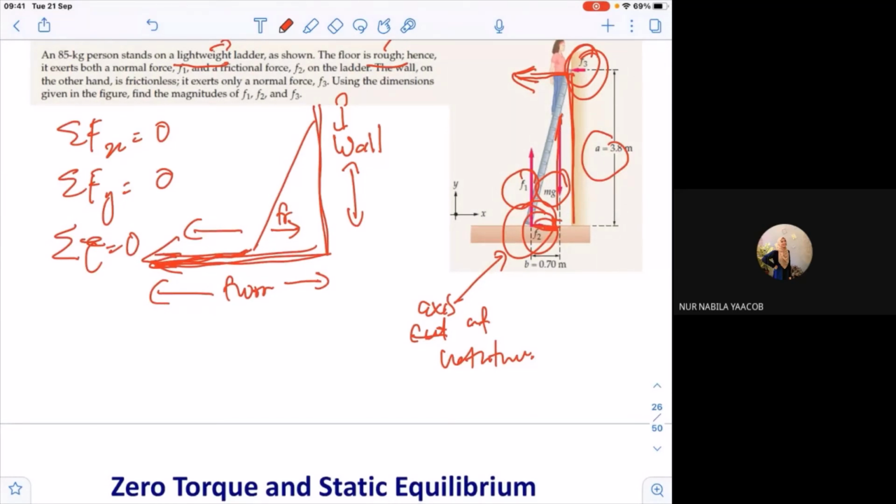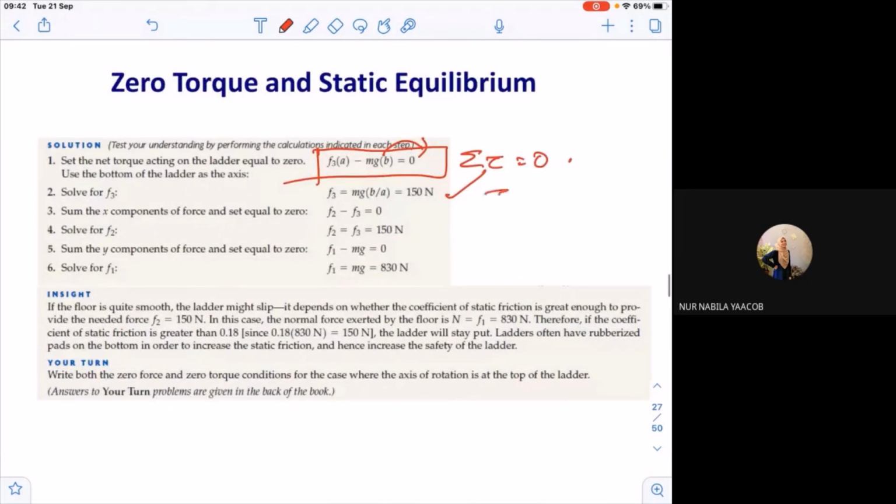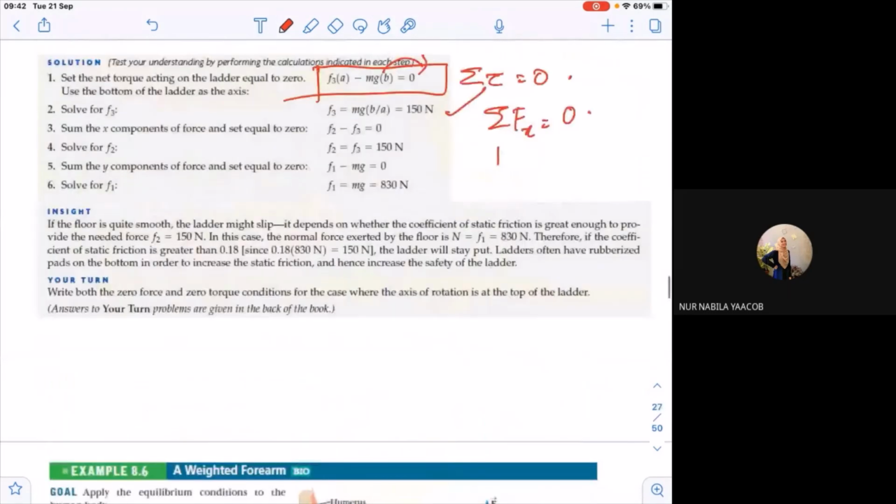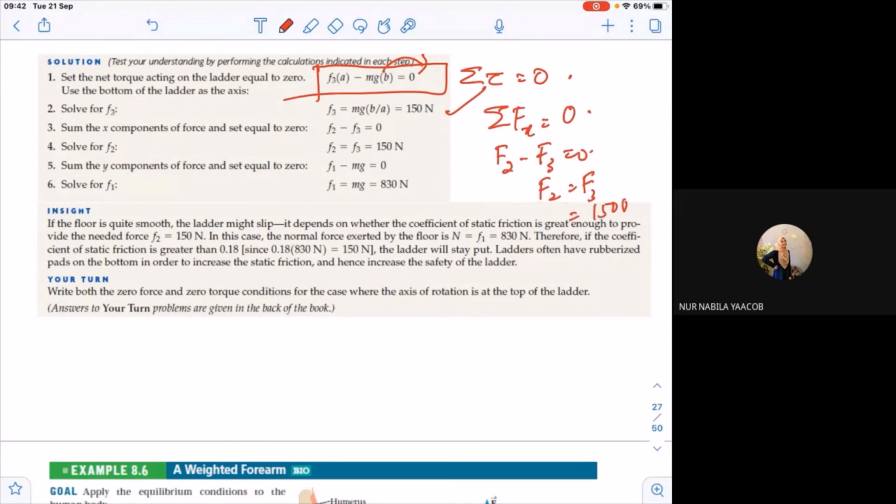Okay, but in x-axis, tengok sampai ada kat x-axis, kita ada F3 dan kita ada F2 sahaja. So, we can use summation of Fx equals to 0. So, F2 tolak dengan F3 equivalent to 0. F2 sama dengan F3. So berapa jawapan dia? 150 Newton. How about F1?